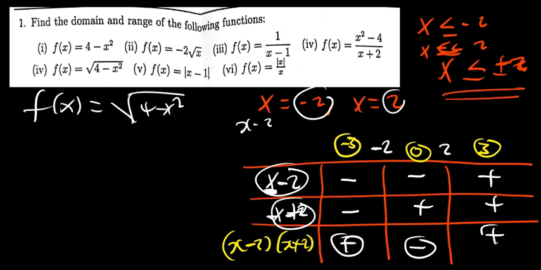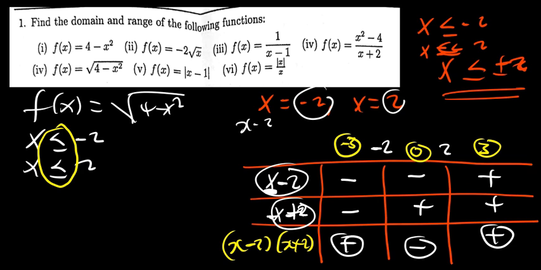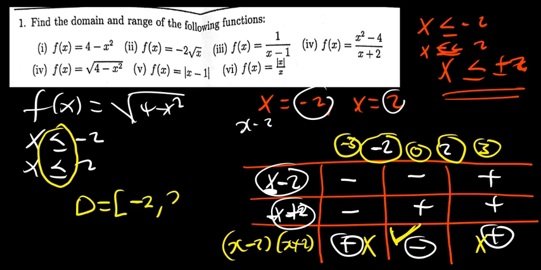Positive, positive, positive. Now, the condition here is that x is less than or equal to negative 2 and x is less than or equal to 2. Since we have less than here, what does it mean? When it's less than, you get the part which is negative. So these other parts are not part of my solution. The only solution will be the part where it's negative, which I can clearly see is between negative 2 and 2. So that will be my domain. My domain will be negative 2 all the way to 2, both included.